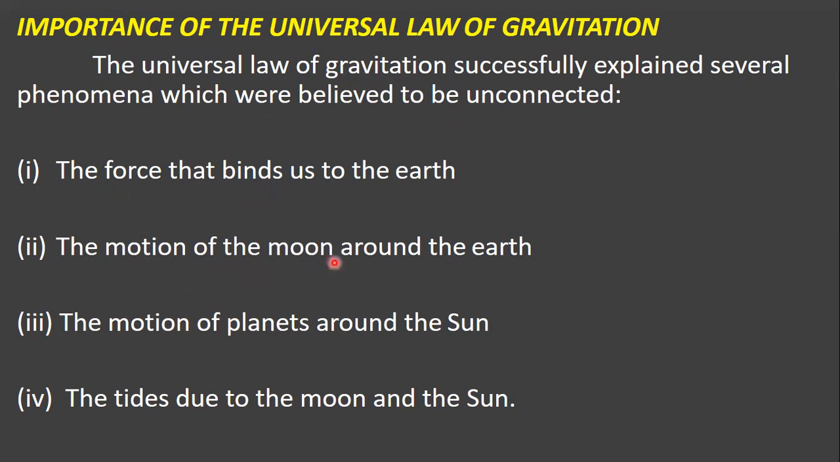The second is the motion of the moon around the earth. The third one is the motion of the planets around the sun. And the fourth one is the tides due to the moon and the sun. Tides mean, children, the rising and falling of the sea, which is due to the moon and the sun. Because of the gravitational force, we are attracted towards the earth. This was explained by the universal law of gravitation.